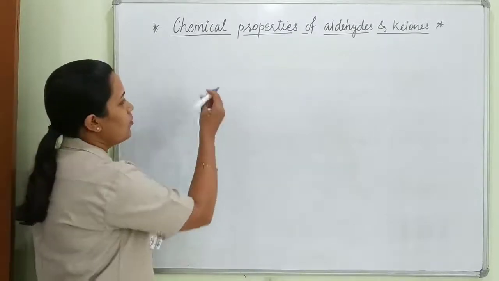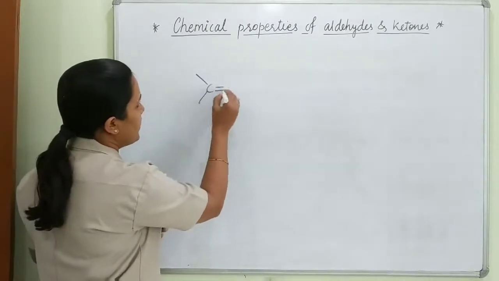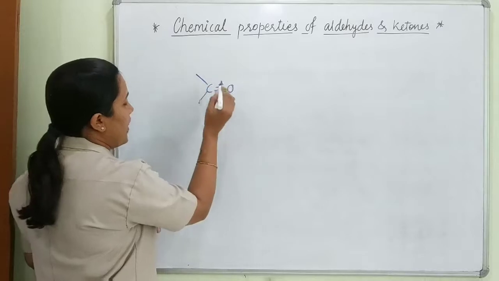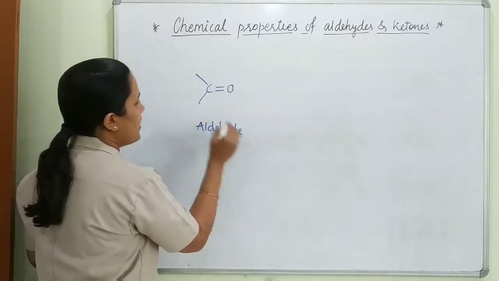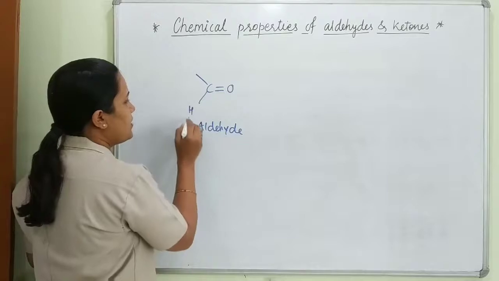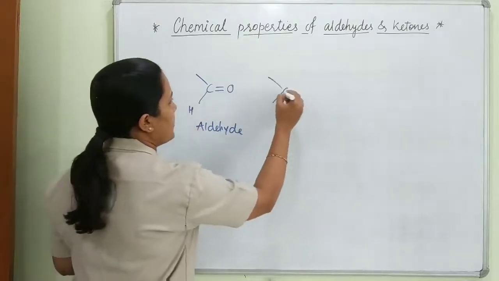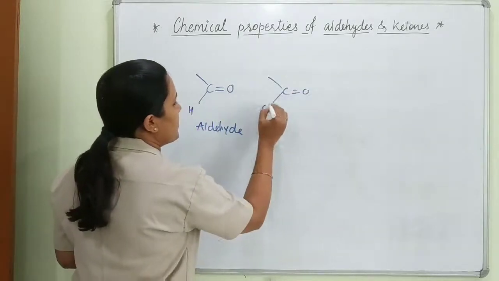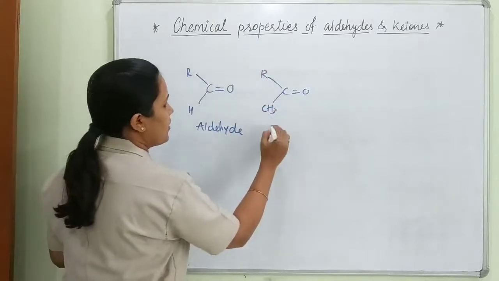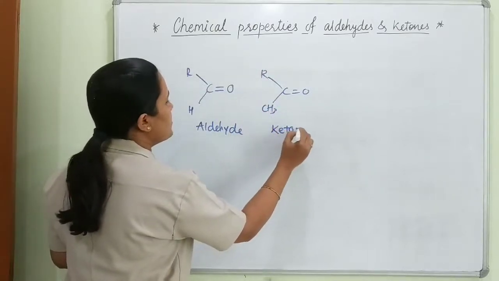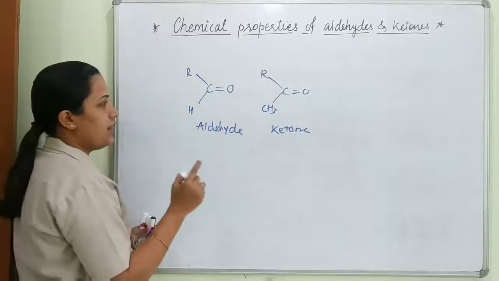As we know, the carbonyl group contains a C double bond O, and if it is an aldehyde then we can place an H here, and if it is a ketone then we can write R here, and then it is CH3 or another group also. So this is the structure of aldehydes and ketones.